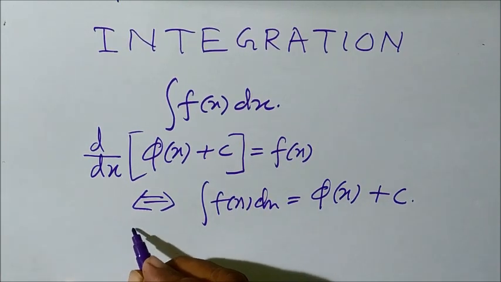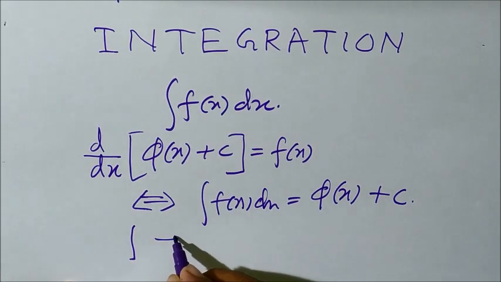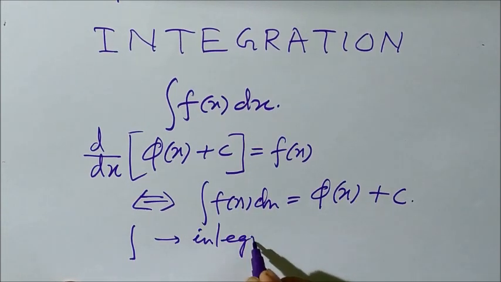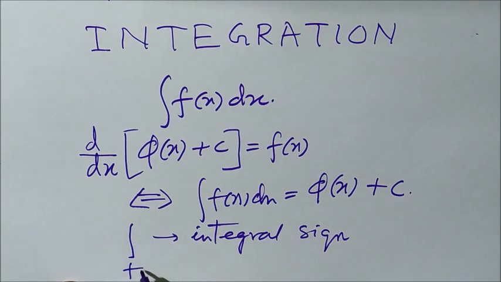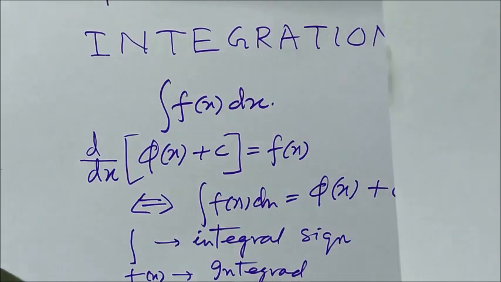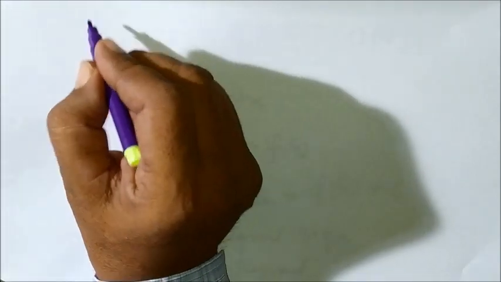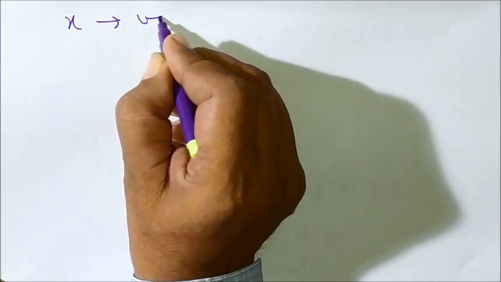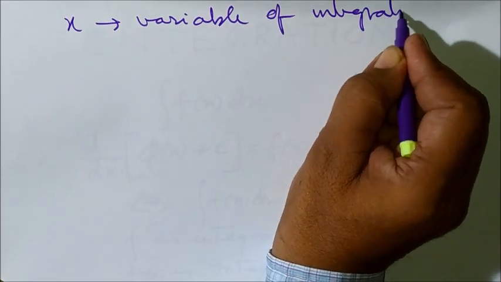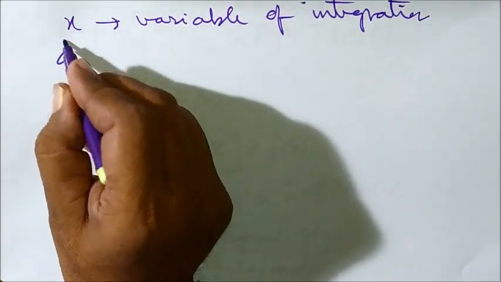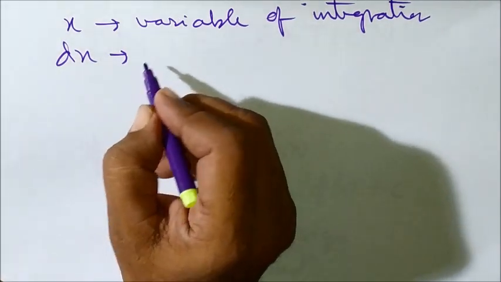Here, this sign is called the integral sign. f(x) is called the integrand, x is the variable of integration, and dx is the differential of x.